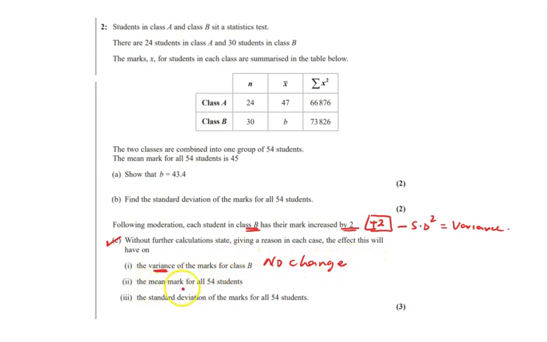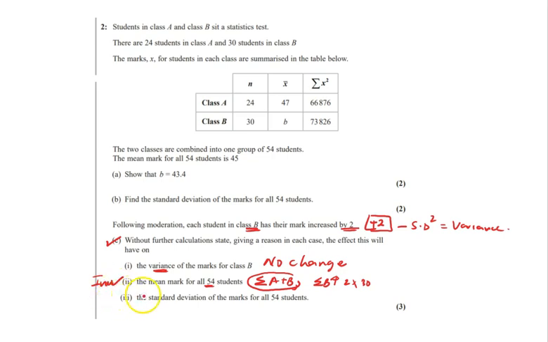And then the mean marks for all the 54 students. This is going to change, because if you're adding 2 on B, that means your sum of all the A plus B is going to increase, because the sum of B is going to increase by 2 times 30, that equals an increase by 60. That means the overall summation will increase. That means the mean mark of the 54 students is going to increase.